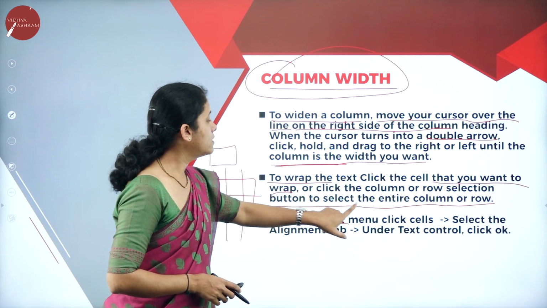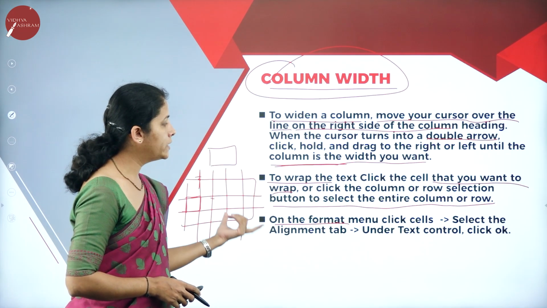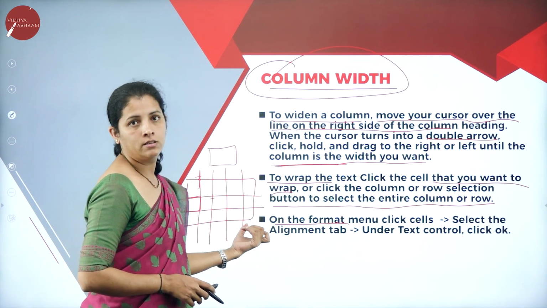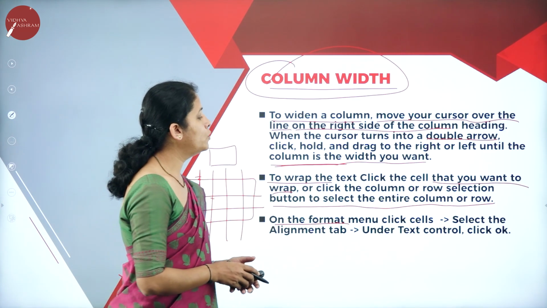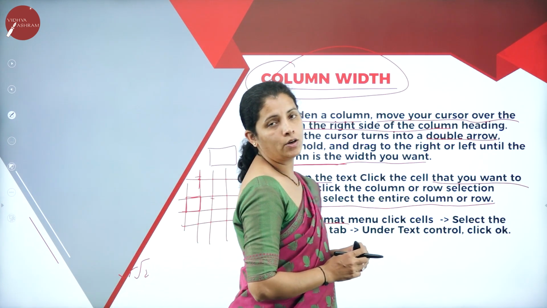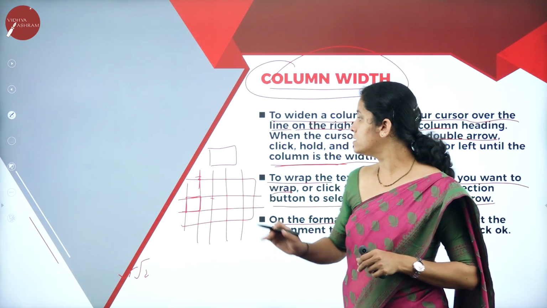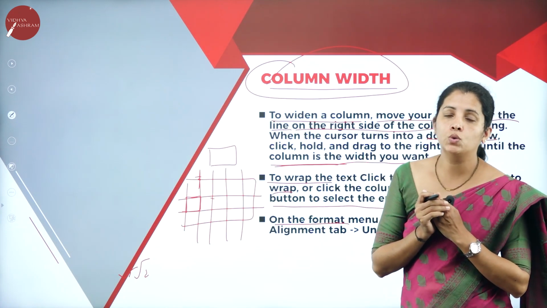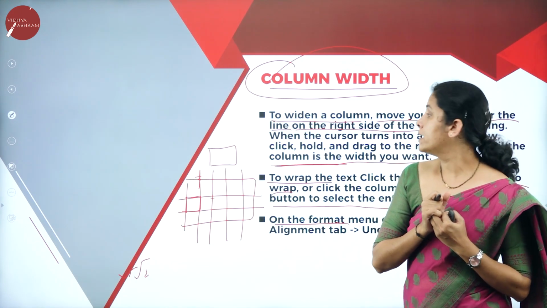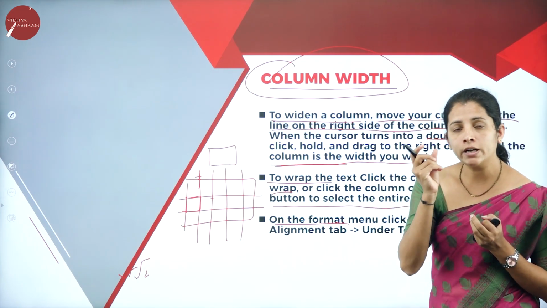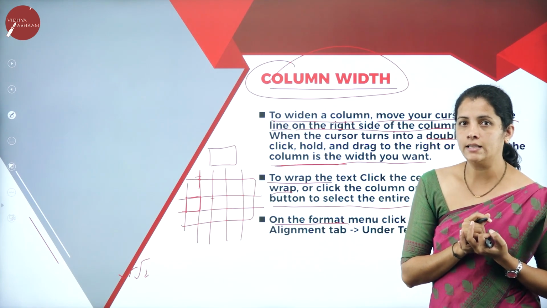I'm going to click onto the format menu. Under the format menu, I'm going to get the alignment option, and under the alignment tab, I'm going to get the text control. I'm going to click on it. So this is the way you can widen your column size, wrap your text, and align your text.